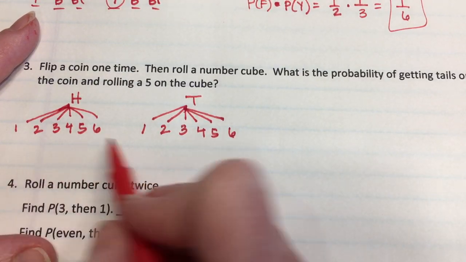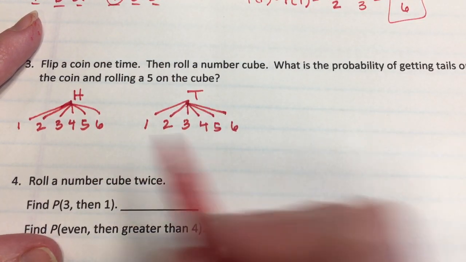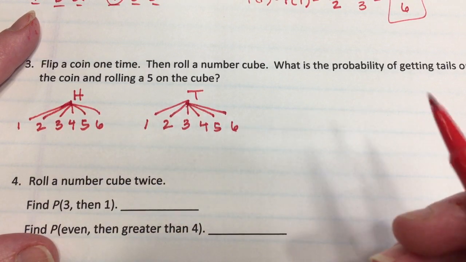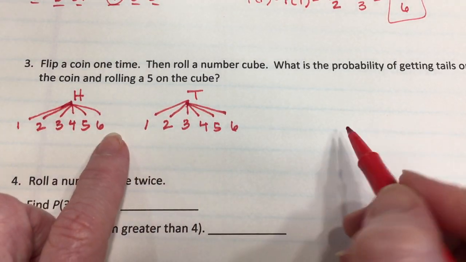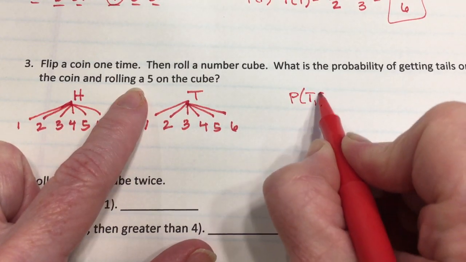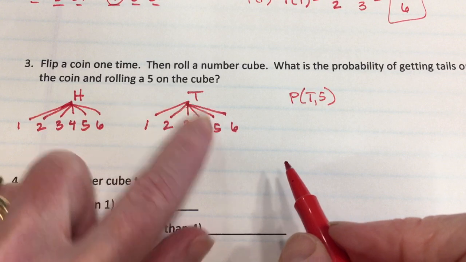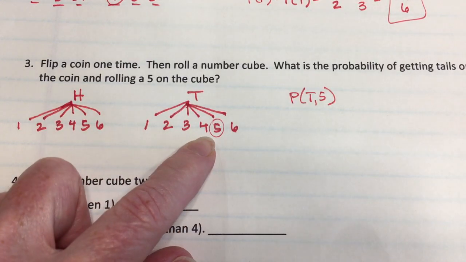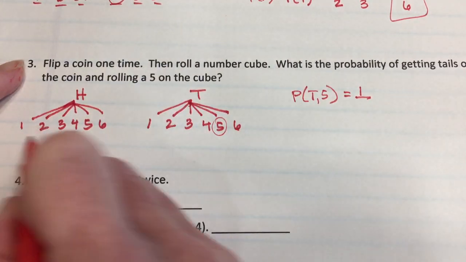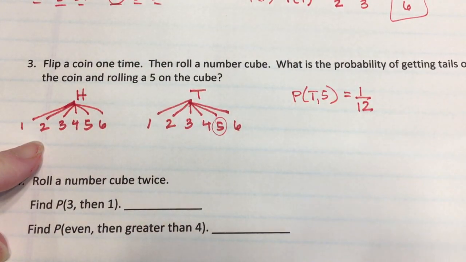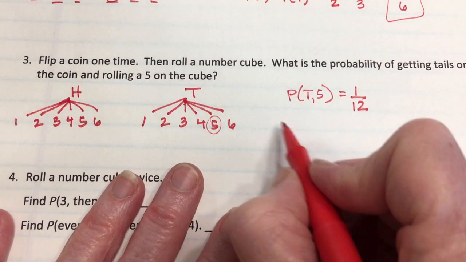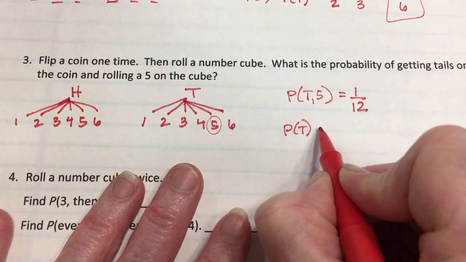All right, so remember, the end of my branches is how many things could happen. So I have 1, 2, 3, 4, 5, 6, 7, 8, 9, 10, 11, 12 possibilities. I wanted the probability of getting tails on the coin and then rolling a 5. So getting tails and rolling a 5, that's this one down here. How many times did that happen? Once. Out of how many total? Well, we already counted them. There were 12.